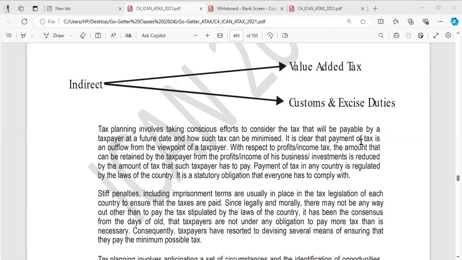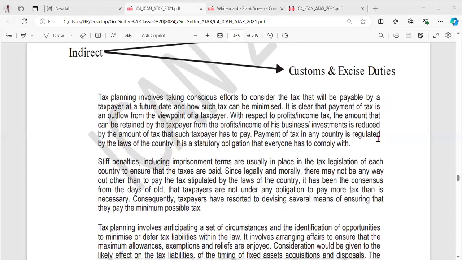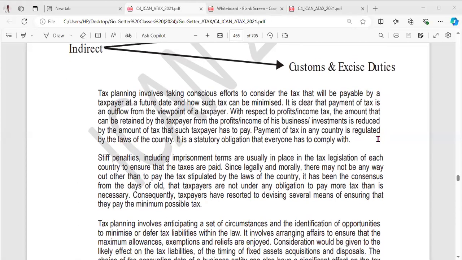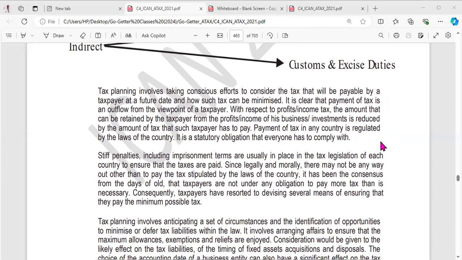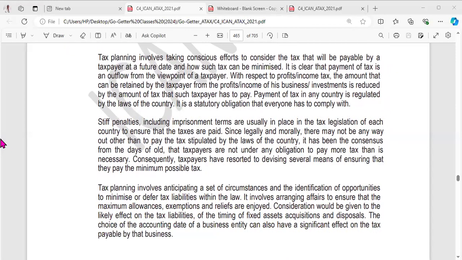Stiff penalties, including imprisonment terms, are usually in place in the tax legislation to ensure that everyone pays their tax. And so nobody will say, I don't know. Ignorance is not an excuse. So, because taxes are compulsory, people have devised means to ensure that they don't pay more than the minimum tax. So you don't pay more than the minimum tax required by law.